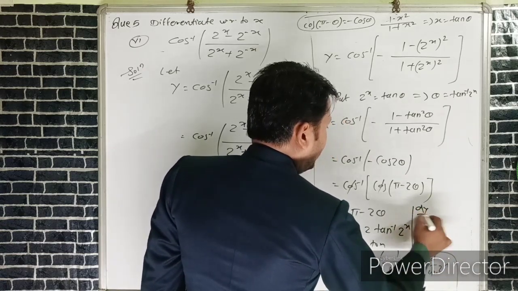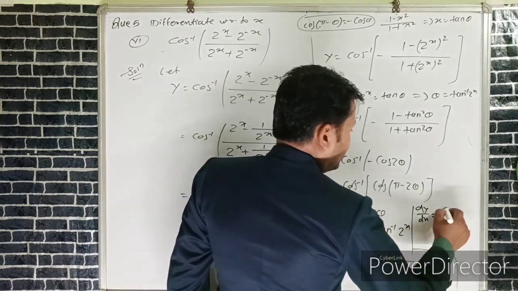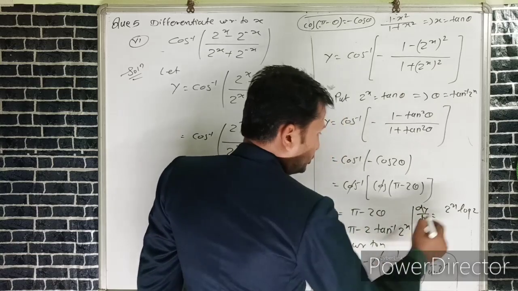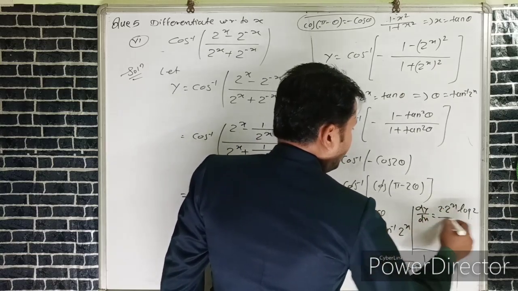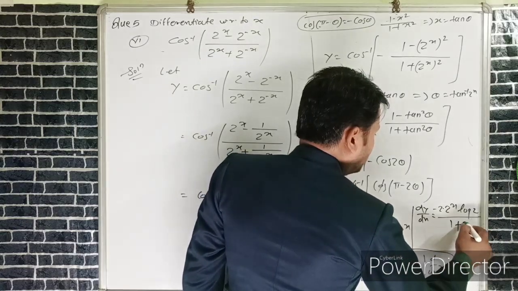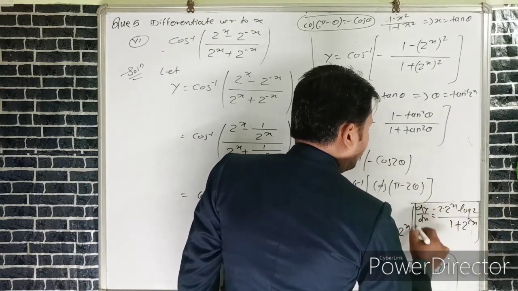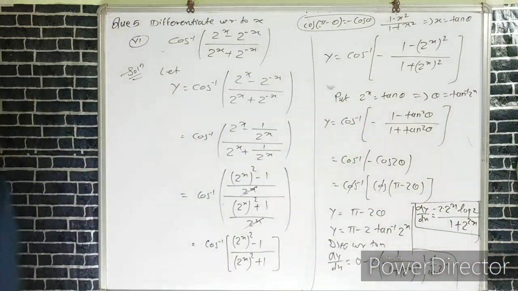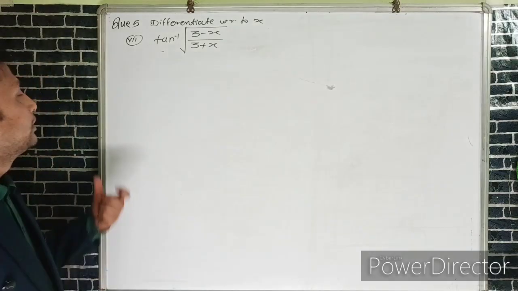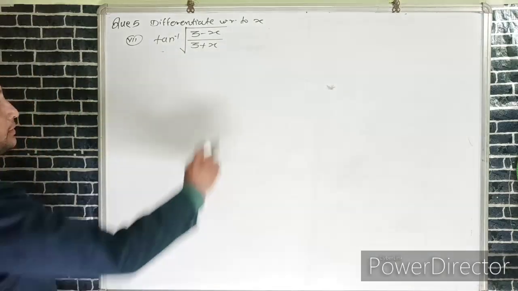dy upon dx is equal to 2 raised to the power x into log 2 into minus 2 upon 1 plus 2 raised to the power 2x, which is the required derivative of y, dy upon dx. Next example, which is tan inverse of under root of (3 minus x) upon (3 plus x).